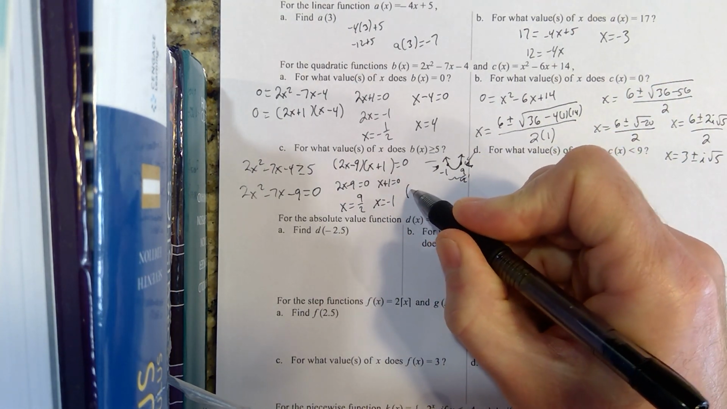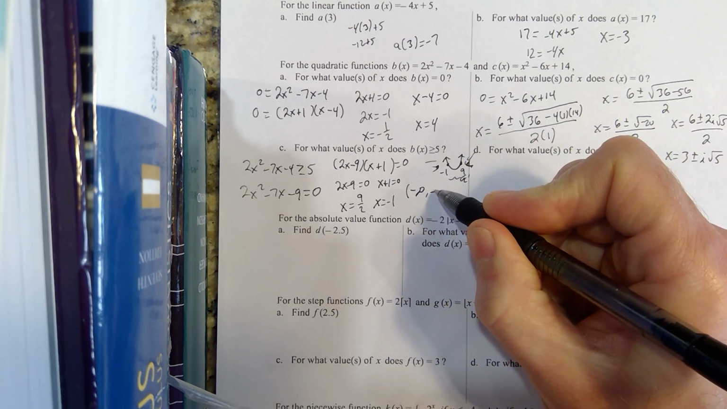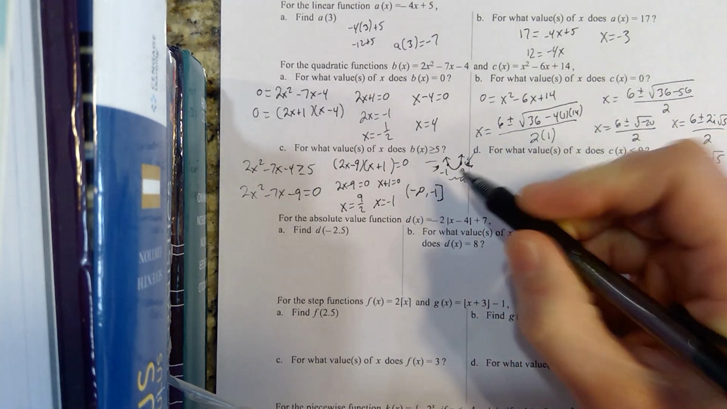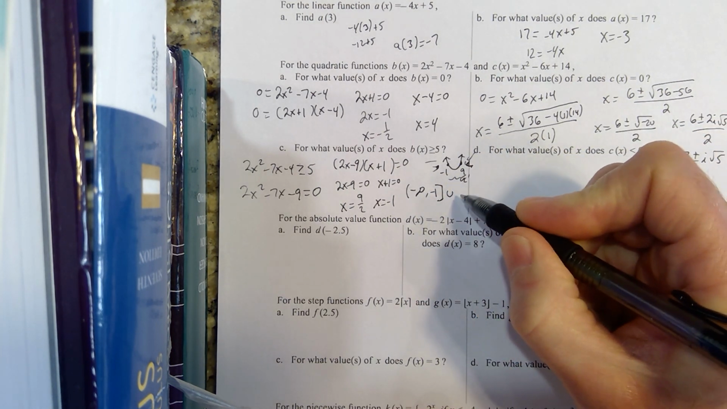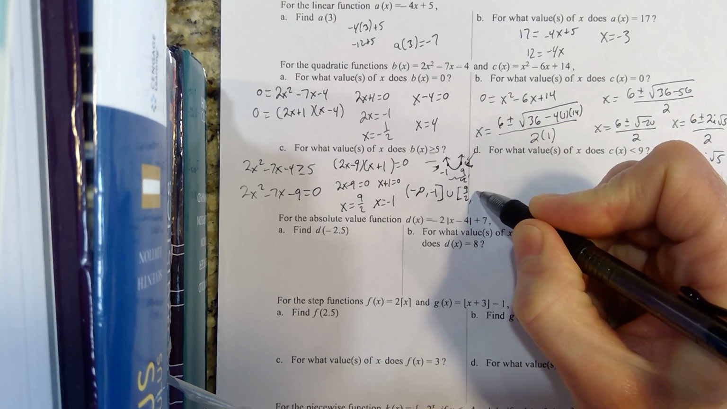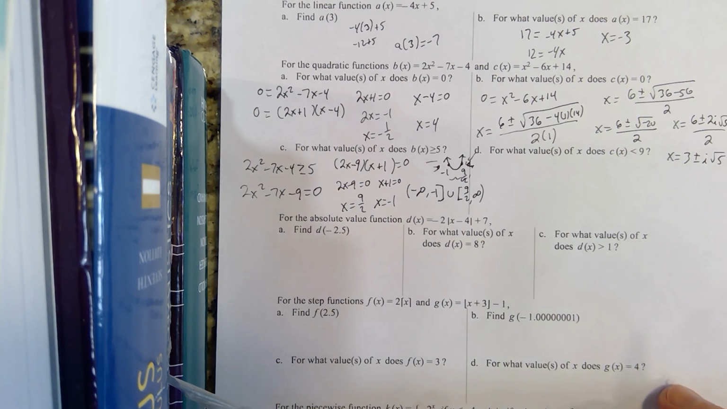So I could say anything from negative infinity to negative 1. Negative 1 is included, right? Union, and included, 9/2 to infinity. Okay, so there's my solution.